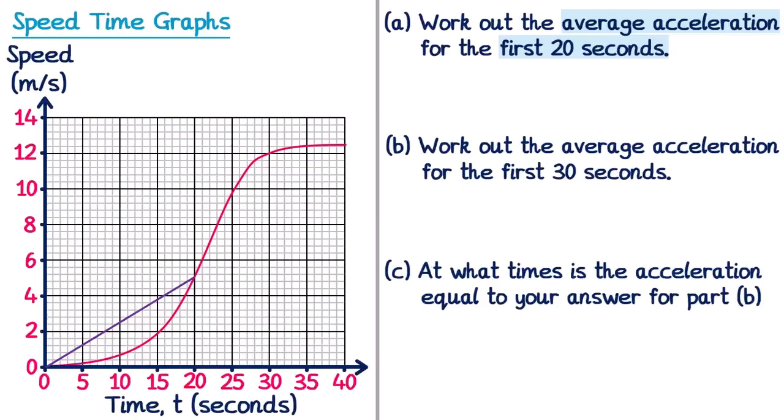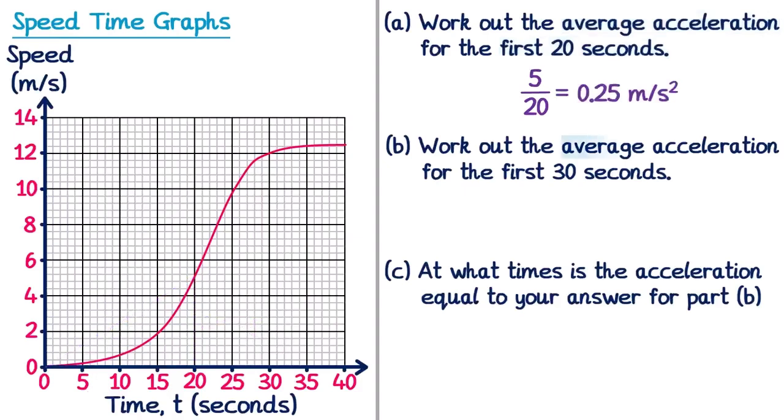So to work out the gradient of this, we want a gradient triangle, and we can see the change in y here goes from 0 to 5, so that's 5, and the change in x goes here from 0 to 20, so that's 20. So the gradient will be the change in y, 5, over the change in x, 20, which is 0.25 meters per second squared.